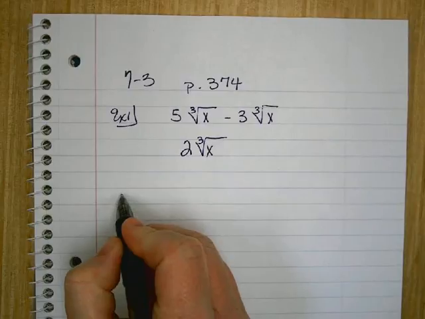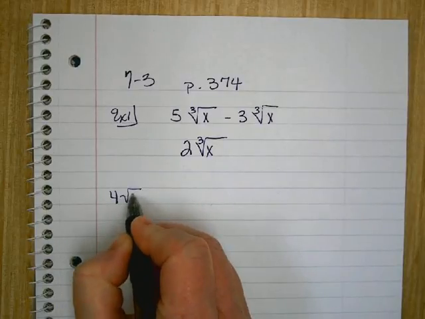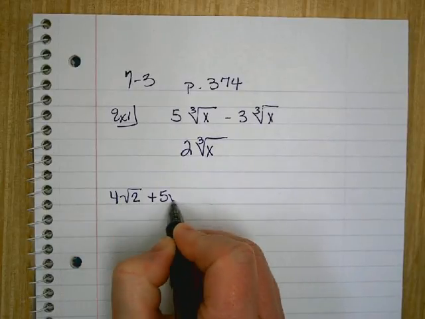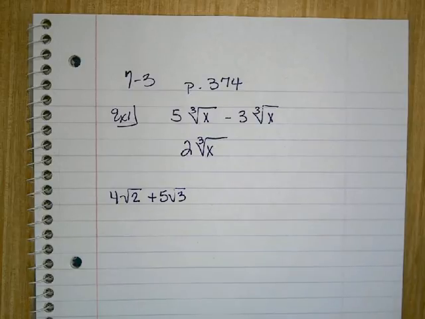The next one says 4 times the square root of 2 plus 5 times the square root of 3. Now, in order for me to combine these, the radical parts have to be identical. You have to be taking the very same root. The stuff that's under the radical has to be the same. Is that the situation we have with this one? No. You can't do anything to this problem, okay? Cannot be combined.